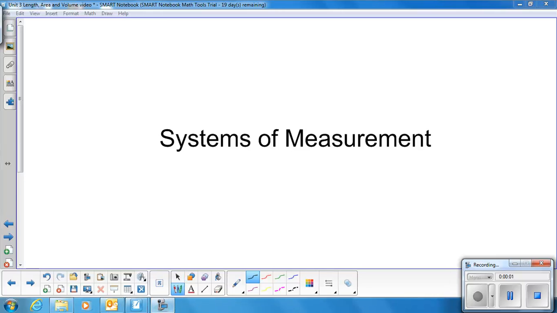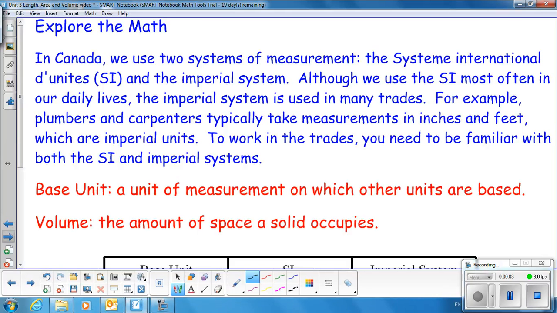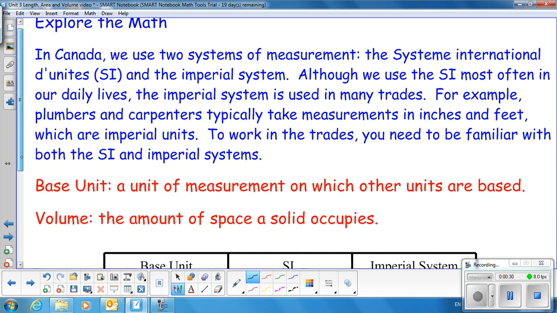Systems of measurement. In Canada, we use two systems of measurement, the Système International d'Unités, SI, and the Imperial system. Although we use the SI system most often in our daily lives, the Imperial system is used in many trades. For example, plumbers and carpenters typically take measurements in inches and feet, which are imperial units. To work in the trades, you need to be familiar with both the SI and imperial systems.